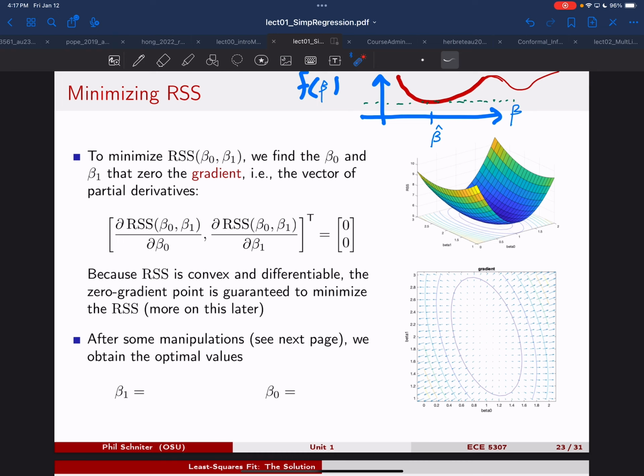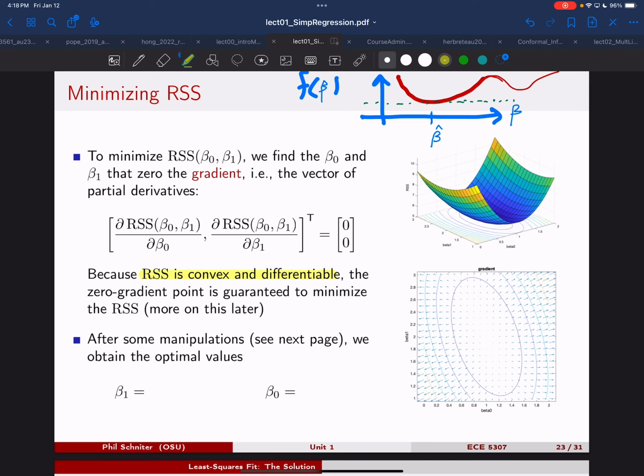And it turns out that one of these situations that we will talk about in detail later is that if the function is convex and differentiable, then this 0 gradient point really is minimizing the function. So we're going to talk about convexity in Unit 6. Don't worry about it right now. But this is the overall approach. This is why we're looking for where this function has a 0 derivative. Okay, any questions on that?